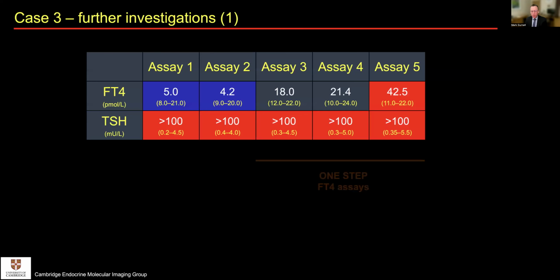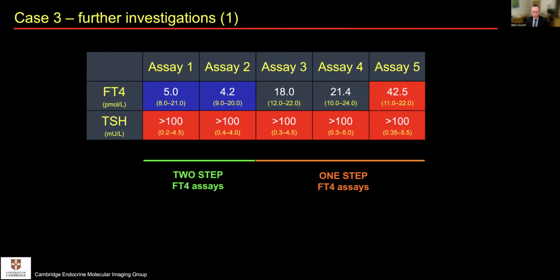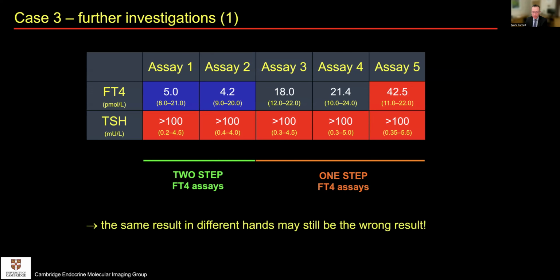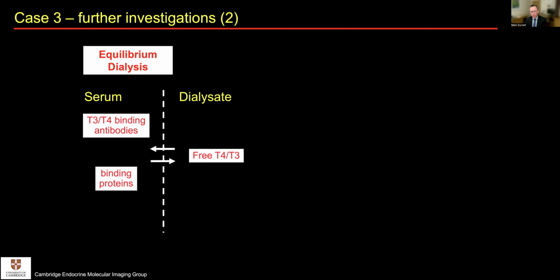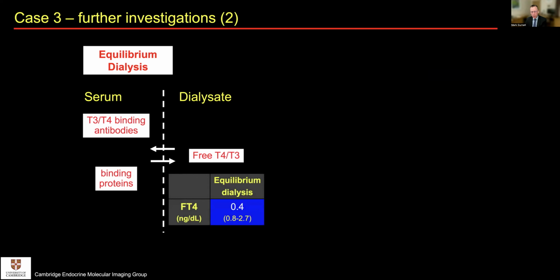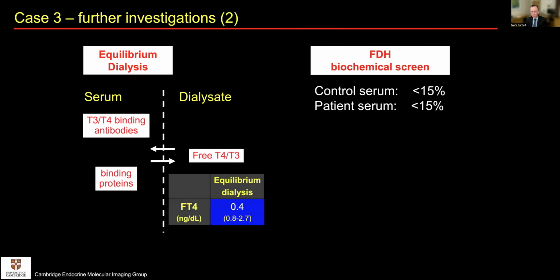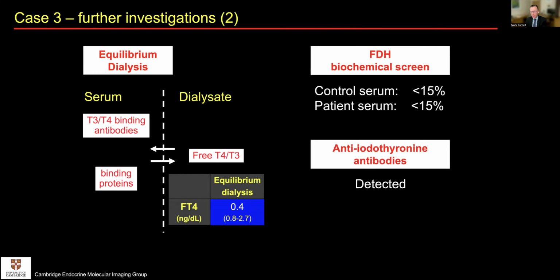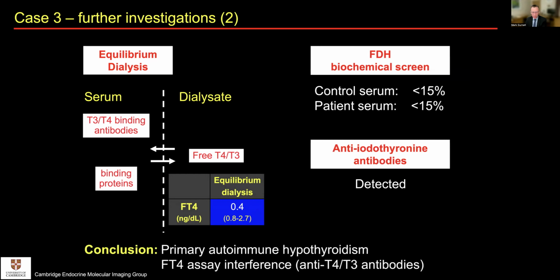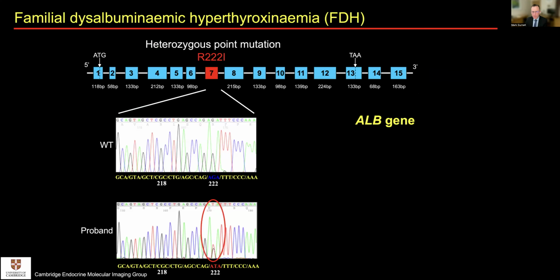In fact, in this particular patient, all the erroneous results for the free T4 were based on 1-step assays, and the correct results came from 2-step assays. So it's worth bearing in mind that the same result in different hands could still be the wrong result. And just for completion, we performed dialysis, which showed that this patient had a genuinely low free T4 level. And this was not due to variation in albumin or familial dysalbuminemic hyperthyroxinemia, but instead was due to the presence of anti-iodothyronine antibodies. The patient had primary autoimmune hypothyroidism with free T4 assay interference.